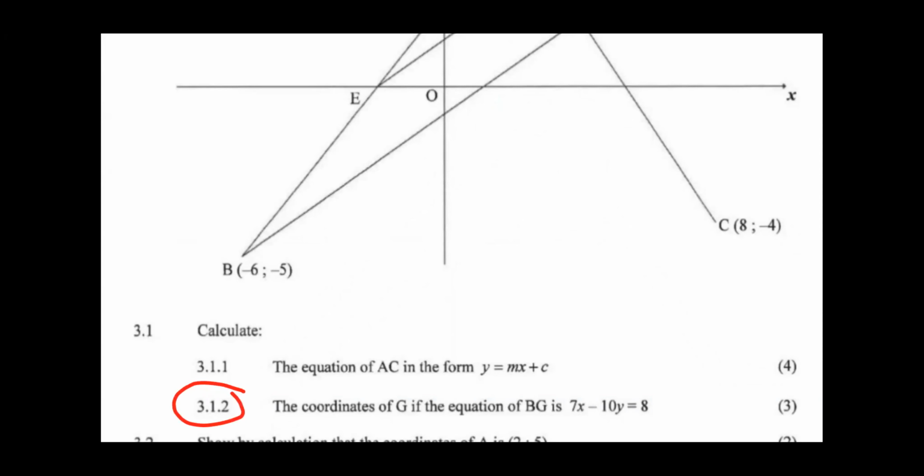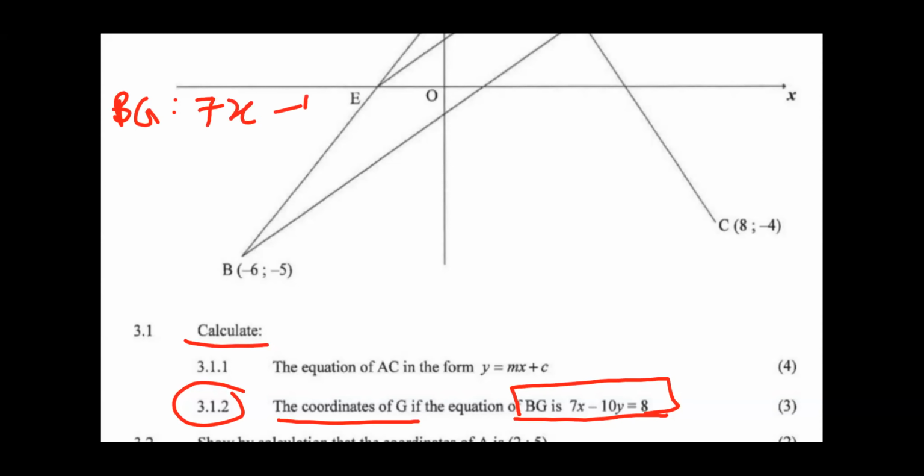(3.1.2). The coordinates of G. Calculate the coordinates of G if the equation of BG is 7x minus 10y equal to 8. Okay, so they are giving us the equation of BG, but it's not in the standard form. I don't know why it's written like this, but it's 7x minus 10y equal to 8. Now, this is still the equation of a line.